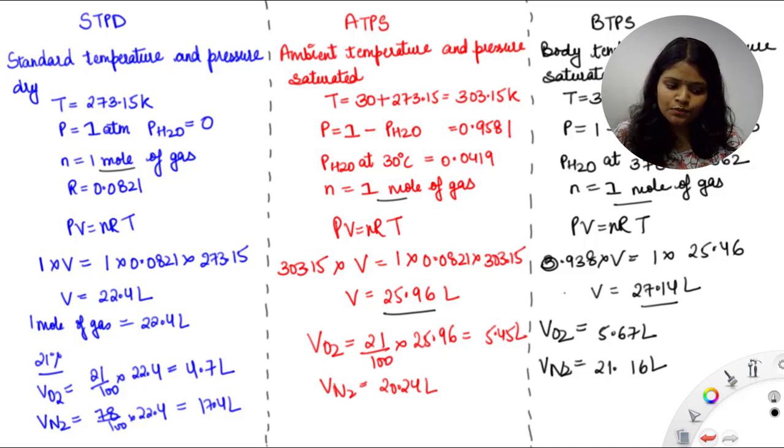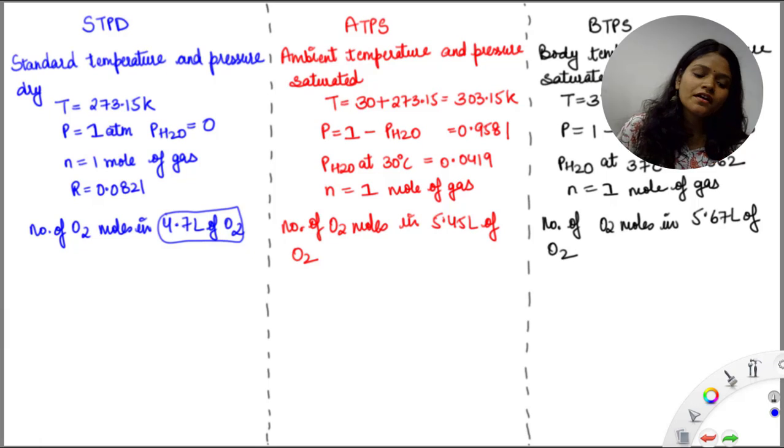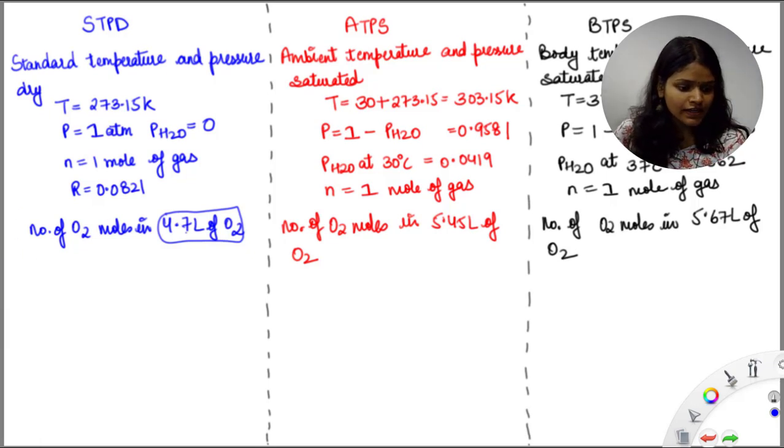So what will happen to the mole of the oxygen and the mole of nitrogen with the change in the temperature and the pressure? As the law suggests, the mole of the oxygen and the mole of the nitrogen are also going to remain constant with the change in the temperature and the pressure. So how does it happen? Is it true? We are going to see it by calculating it. We know that at STPD 4.7 liters of oxygen are present, at ATPS it is 5.45, and at BTPS it is 5.67 liters.